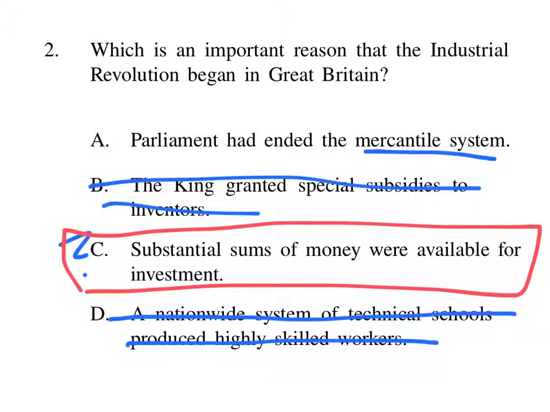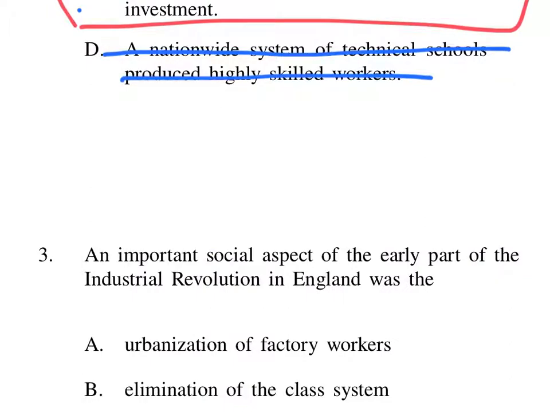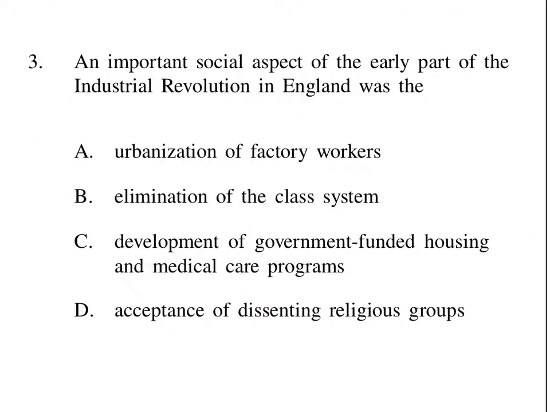Substantial sums of money were available for investment, and because they could put these upfront costs or funding into factories and things like that, they were able to produce and grow. Let's look at option number 3.